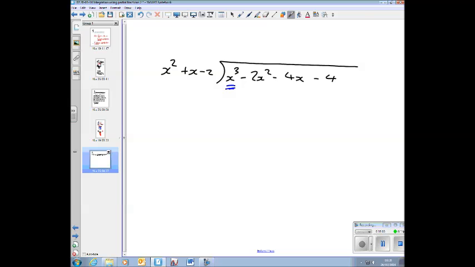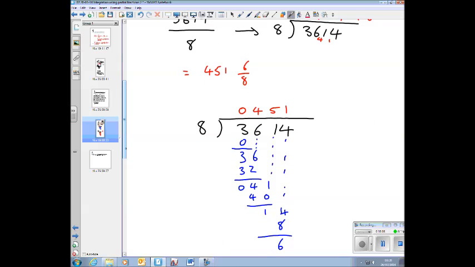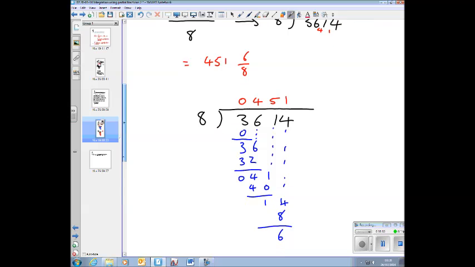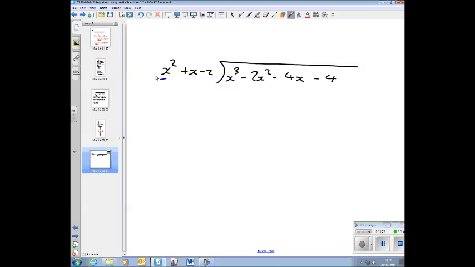If I look back at this, another way of thinking about this division might have been, what have I got to do to 8 to get 36? I've got to times it by 4. What have I got to do to 123 to get, in the end, 813? I've got to times it by 6. So I've got to get that to that. What have I got to do to x squared to get x cubed? I only focus on the first term in the expression I'm dividing and the first term in the expression I'm dividing into.